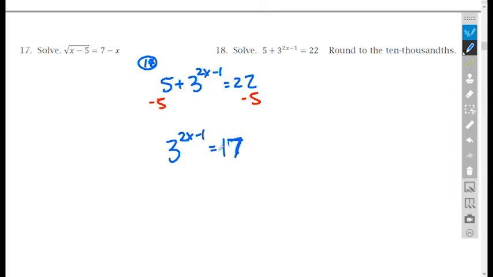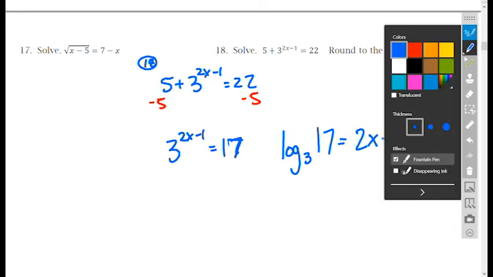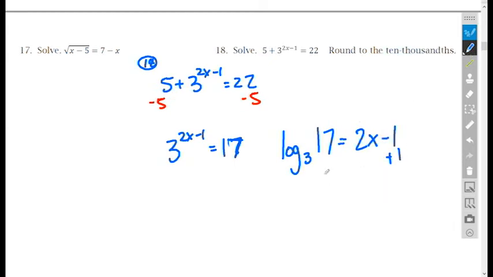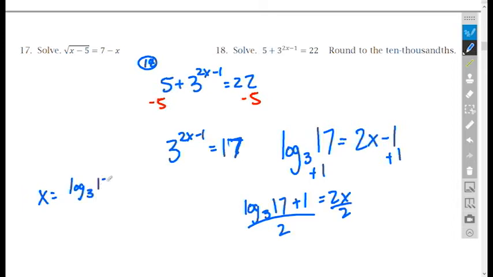Okay, and then I will rewrite this in log form. If I write this in log form, it becomes log base 3 of 17, because 3 to the what power is 17? Well, 3 to the 2x minus 1 power is 17. And then I can solve this for x. I'll add 1. Log base 3 of 17 plus 1 is equal to 2x. And then I'll divide that by 2. So my solution, x, is equal to log base 3 of 17 plus 1 divided by 2.